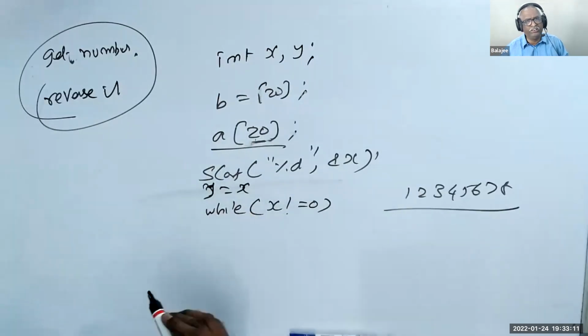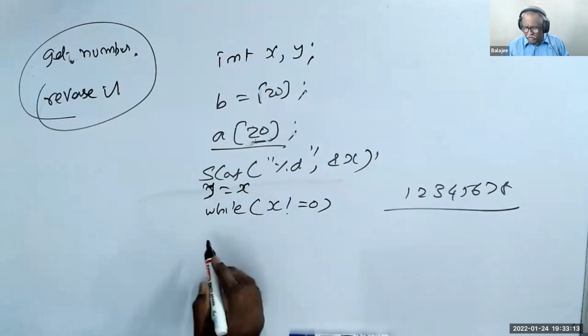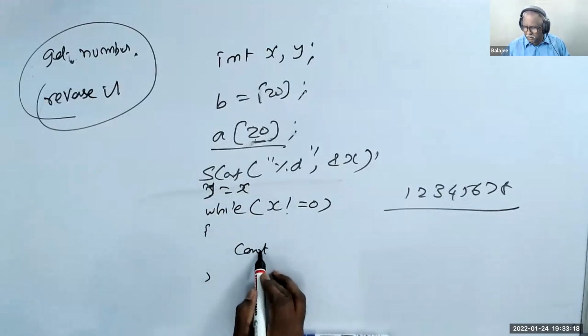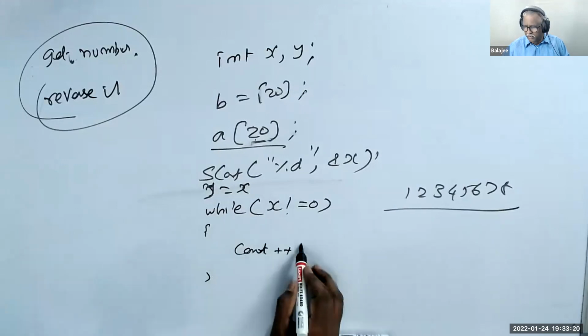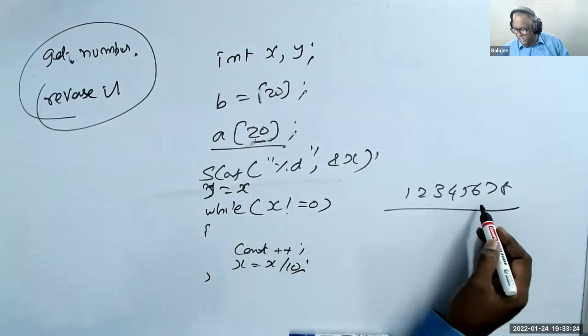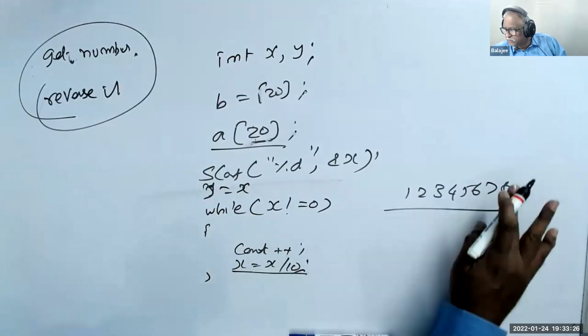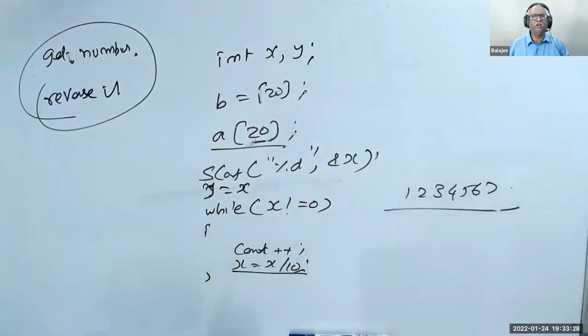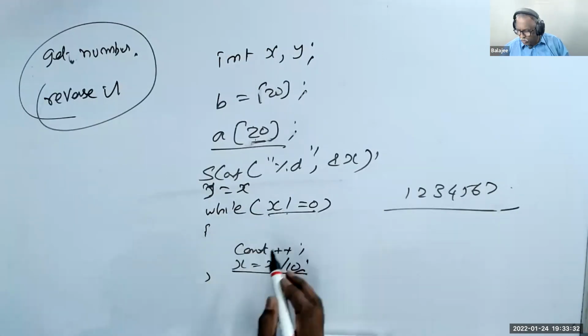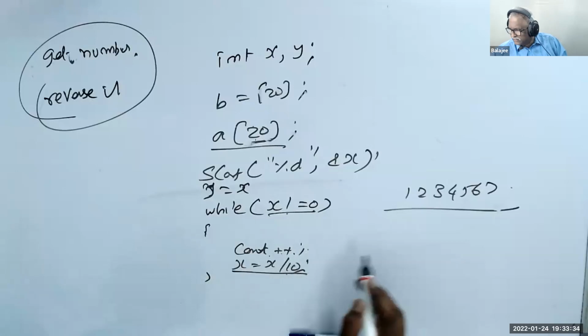Why x is not equal to 0? Then what will I do? Count plus plus. X is equal to x by 10. Now I divide this by 10, so this becomes how much? 1367. It will go back. Oh, x is not equal to 0. Count becomes 2. Count plus plus. Then next time it comes.